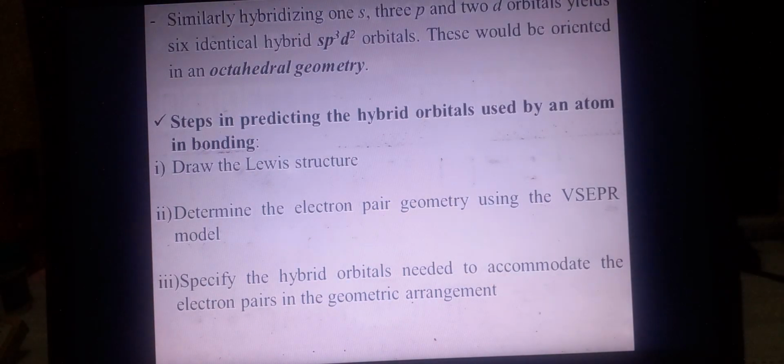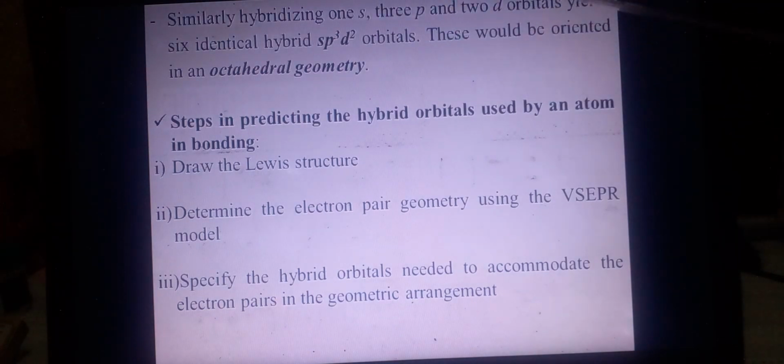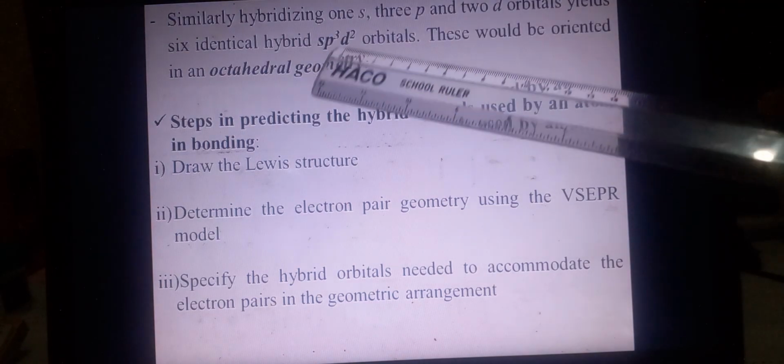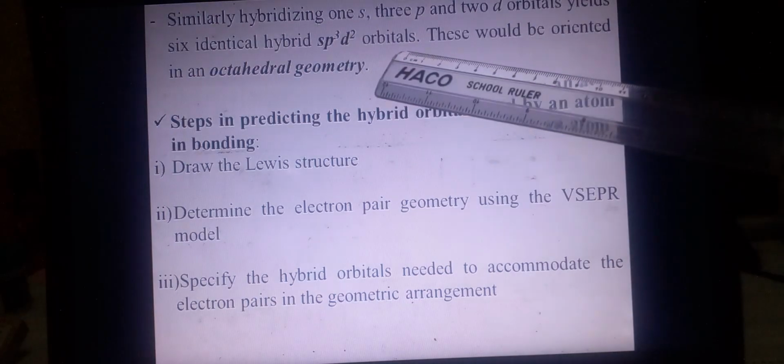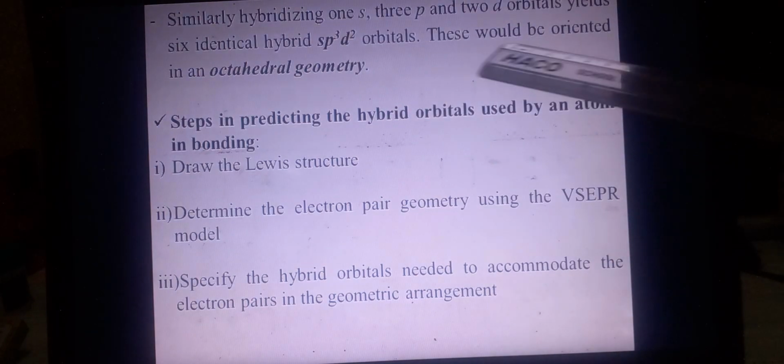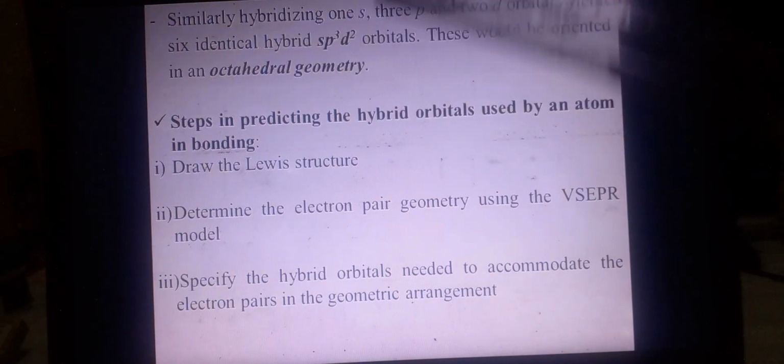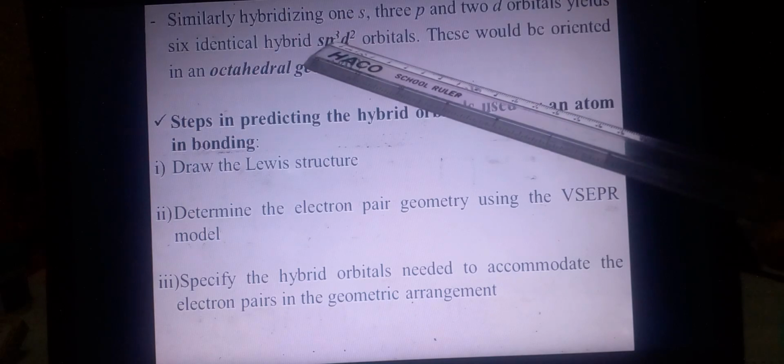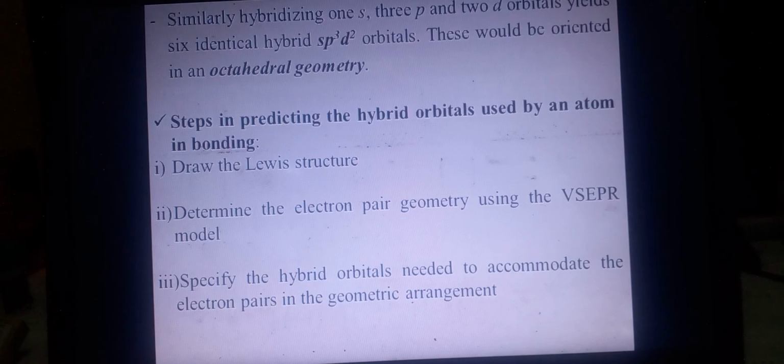So similarly, hybridizing 1s, 3p and 2d orbitals yields 6 identical hybrid sp3d2 orbitals. This would be oriented in an octahedral geometry. So if you have a central atom which is supposed to form 6 bonds, then it must undergo sp3d2 hybridization, just like the way we considered in the previous examples.